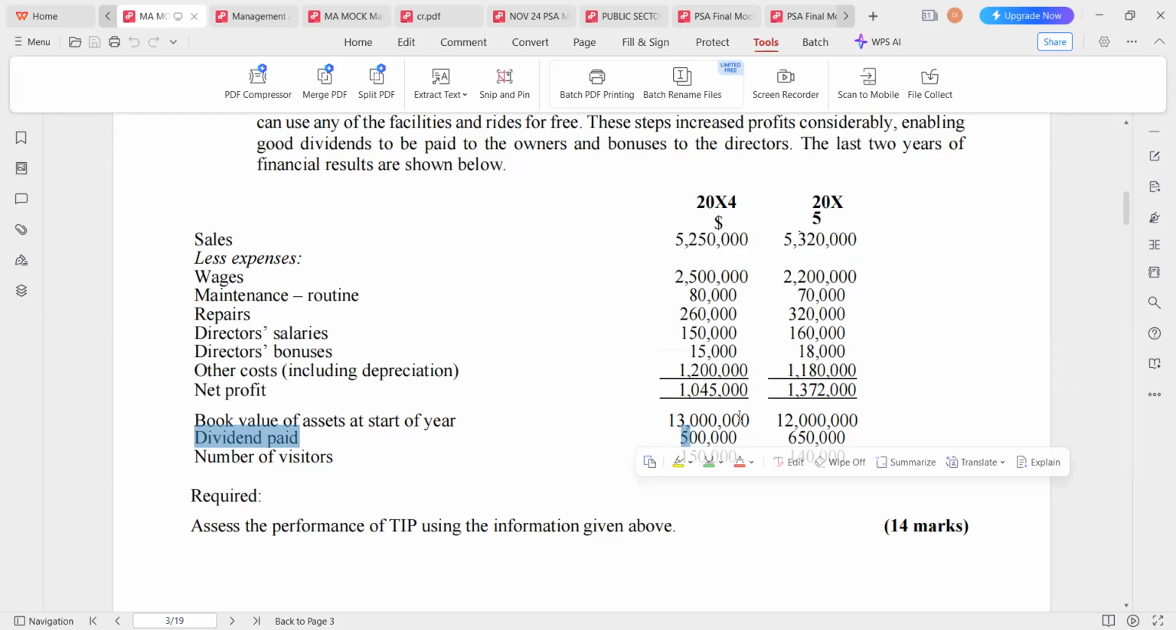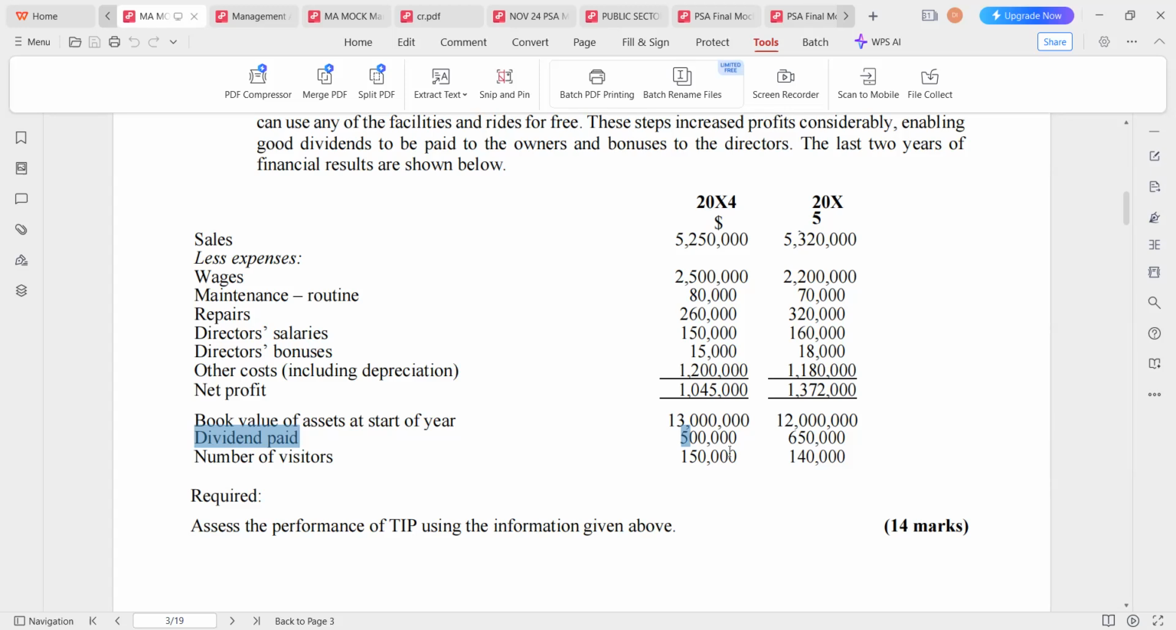You're saying what dividend cover? So dividend cover is equal to the net profit divided by the dividend. Please, do you agree? Yeah. Good. Then you also find percentage change. Then you write a report.